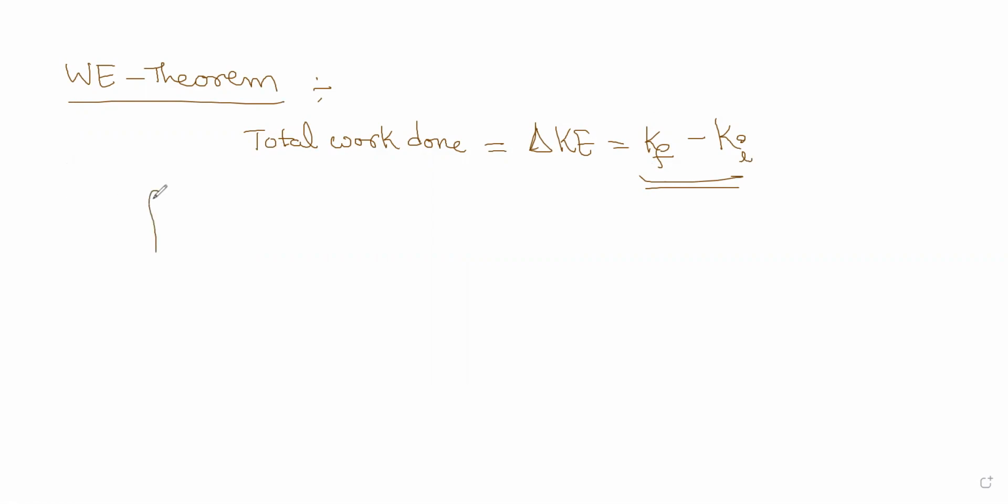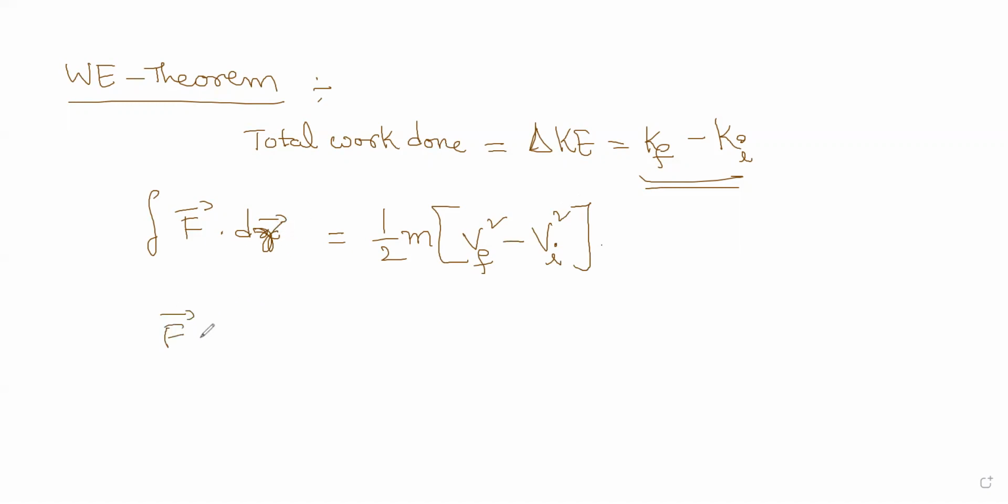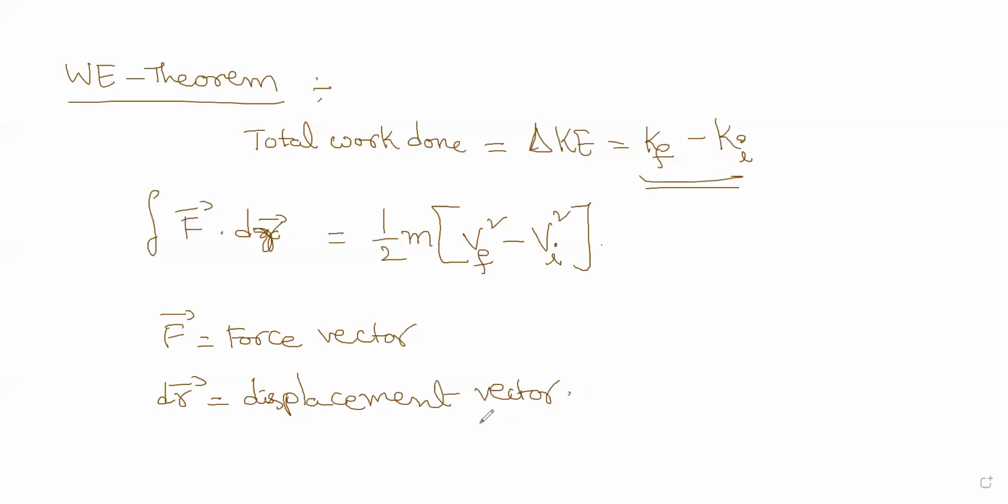In fact, it can be written as F bar dot dr bar, that is equal to half m into v final square minus v initial square. There's the other way of writing the work energy theorem. So dr bar is the displacement vector, F bar is the force vector. And dr bar is the displacement vector.